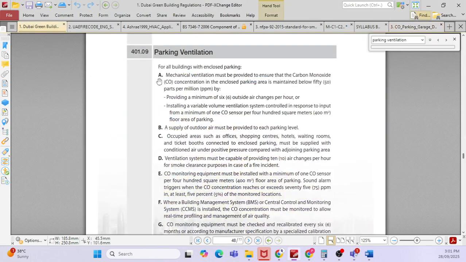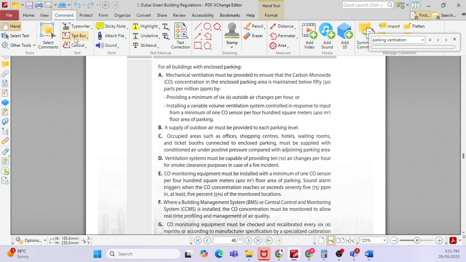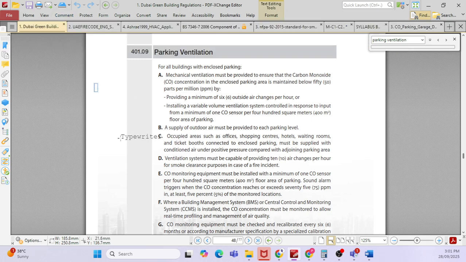Going to this guideline again: mechanical ventilation must be provided to ensure that the carbon monoxide (CO) concentration in the enclosed parking area is maintained below 50 ppm, providing a minimum of 6 air changes per hour. Normally whenever you do the calculation, they will use 6 air changes per hour. What do you mean by 6 air changes per hour? It is nothing but your volume of the room.